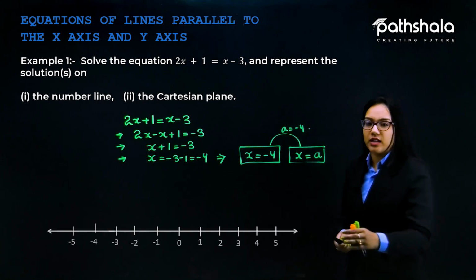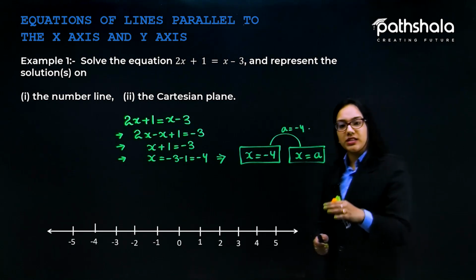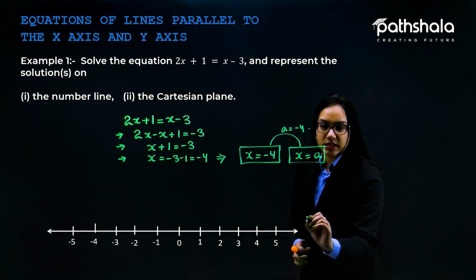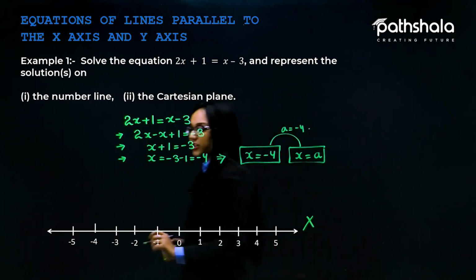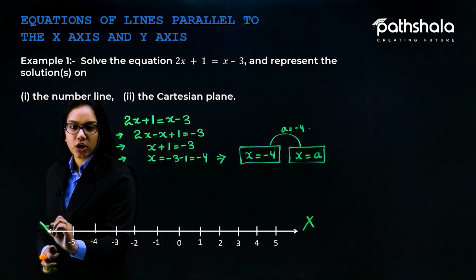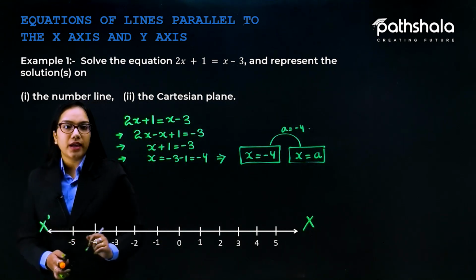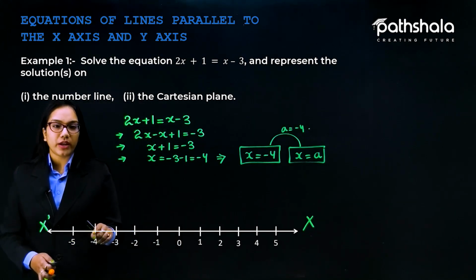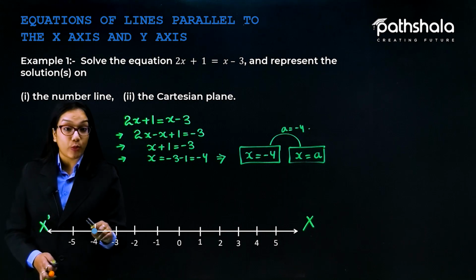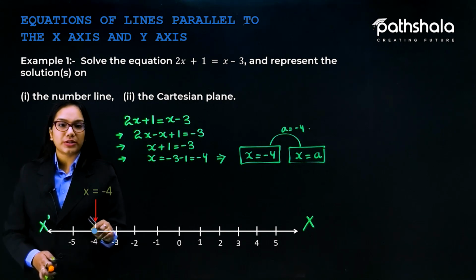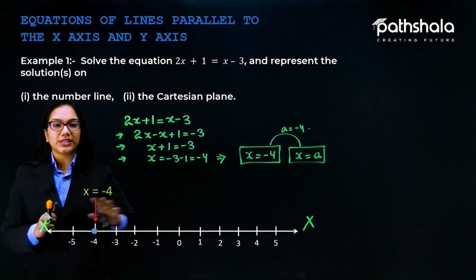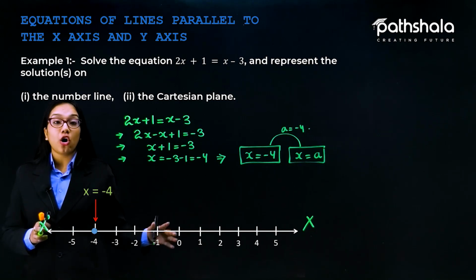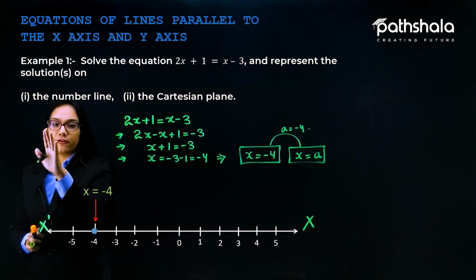So let us suppose we are taking this number line, so this is my x, this is my x dash. Let us suppose I'll write it over here. So we have to plot the point x as -4. First of all, as we can see over here, this is the point x = -4. So this is my point that is actually representing x = -4. So this is the representation of the equation x = -4 on the number line. So this is all about our first part.